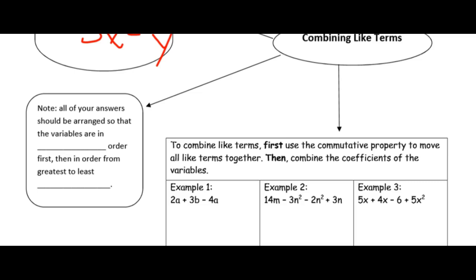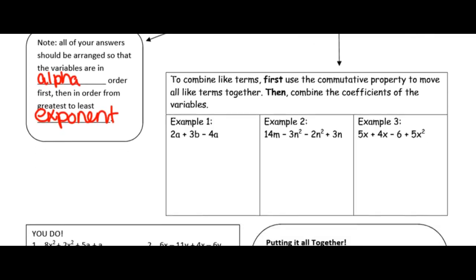Typically, when we write our answers, the last thing we check is we make sure that our variables are in alphabetical order. And then we order from least to greatest exponents. Now that's just something that you should be doing. We're not going to be very picky about it in the beginning because we know you're new to this, so combining like terms is really what we want to do. So let's take a look at some examples.